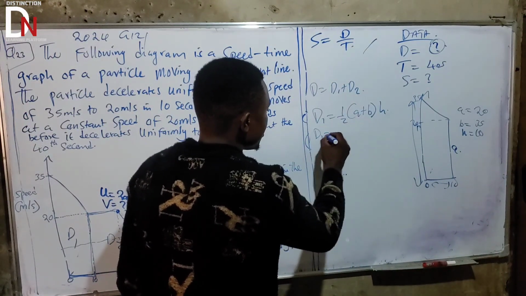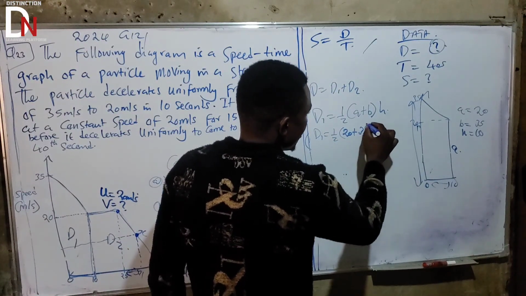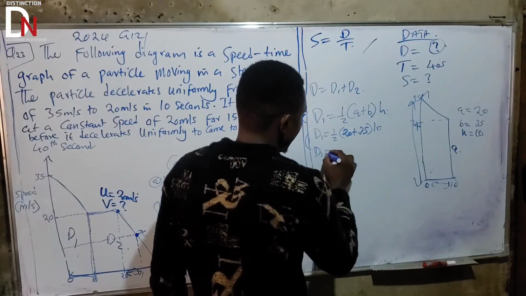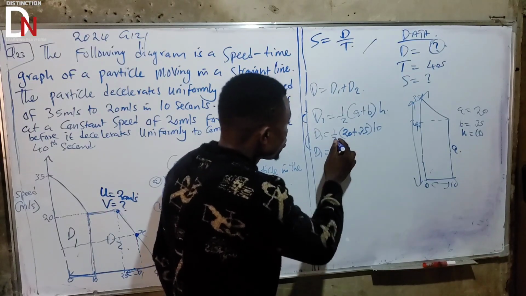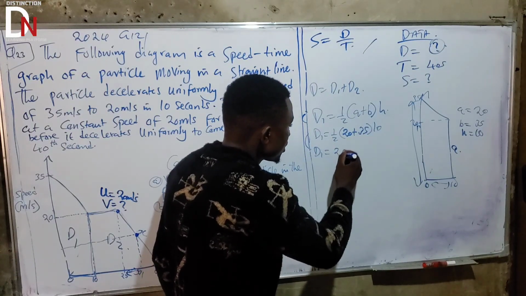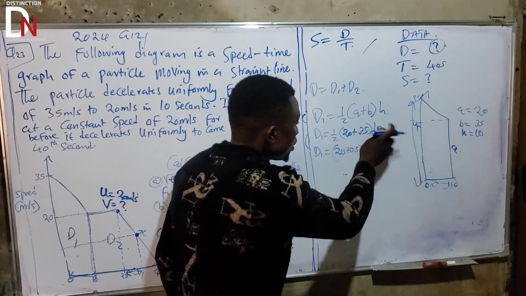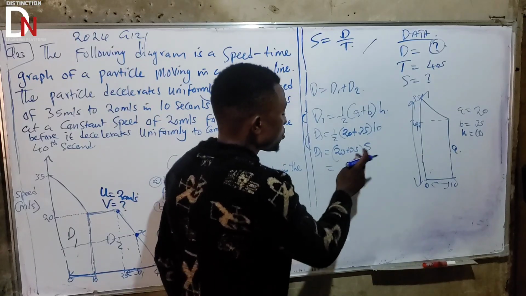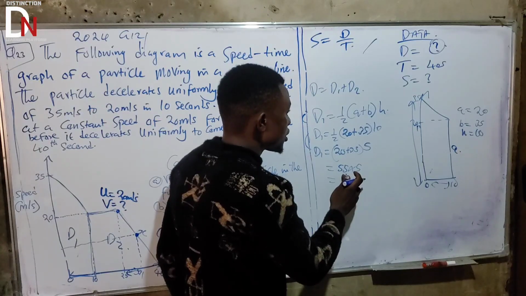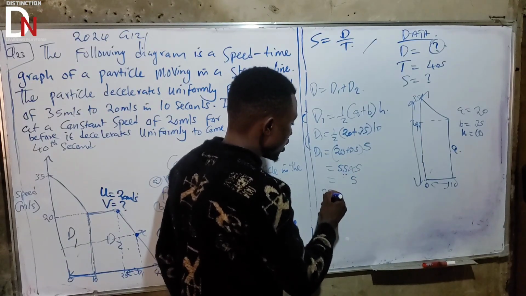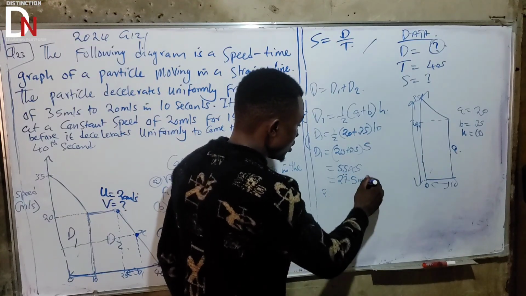Therefore, D1 is equal to half, our A is 20 plus our B is 35, our height is 10. We say half, and 2 goes into 10, we get 5. So 20 plus 35, then 2 into 10 is 5. Therefore, 20 plus 35 multiplied by 5. 5 times 5 is 25, remainder 2. 5 times 5 is 25 plus 2. This is basically 27. So 27 meters.